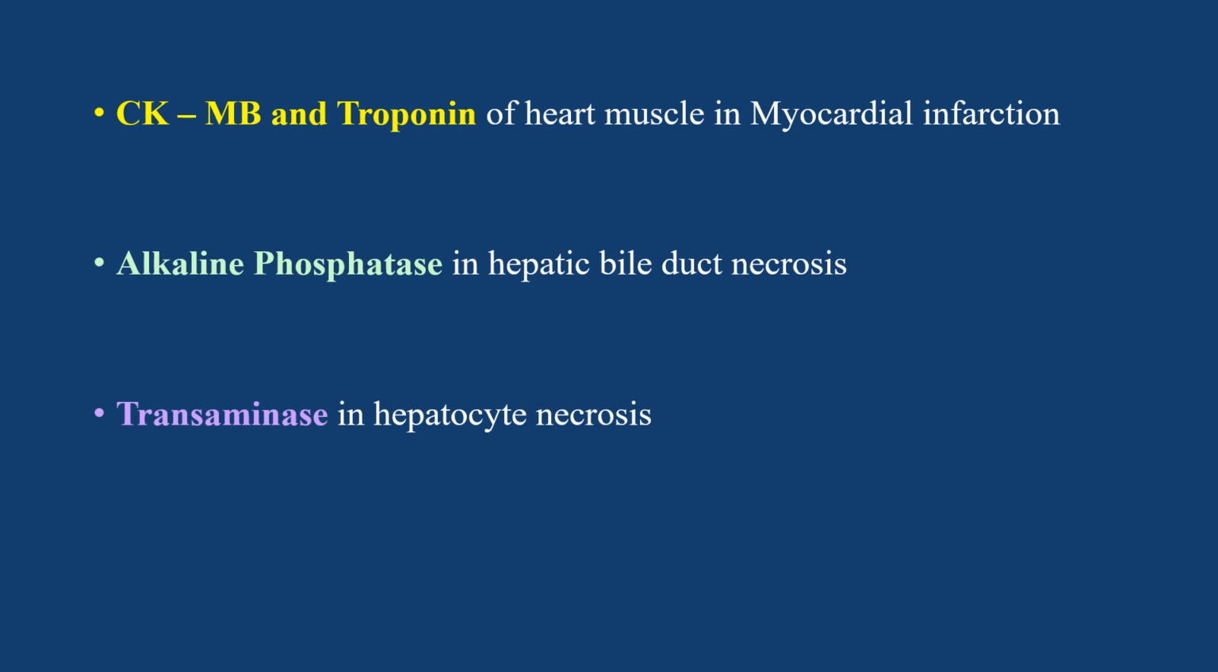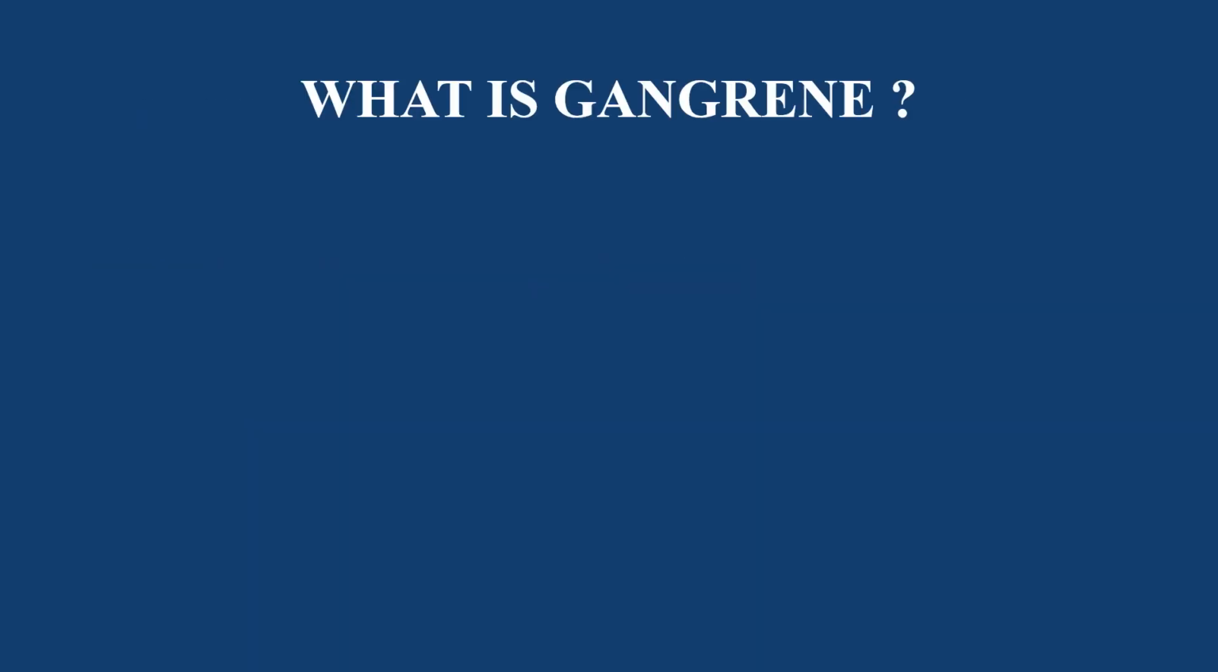Another example is hepatic bile duct necrosis. What happens in hepatic bile duct necrosis? These cells are going to release alkaline phosphatase that can be detected in the blood or serum sample. And in case of hepatocyte necrosis, we are going to detect transaminases in the blood samples.